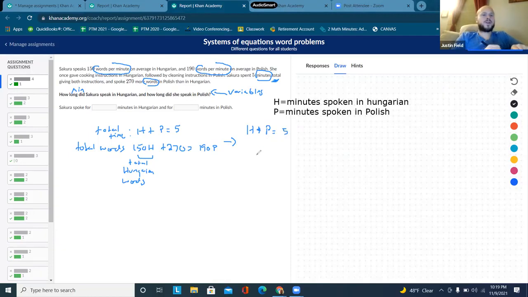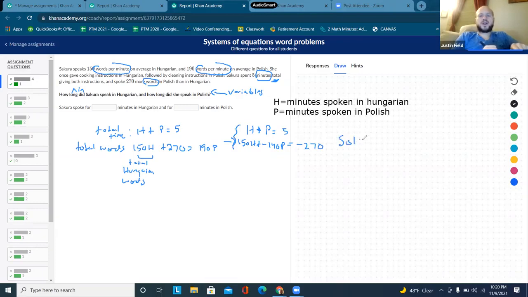And I'll do it. Okay, so let's put our variables on the left. 150 H plus negative 190 P equals negative 270. Then from here, how would you solve it?